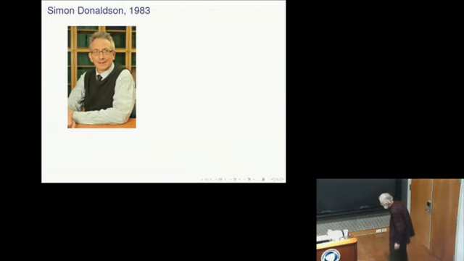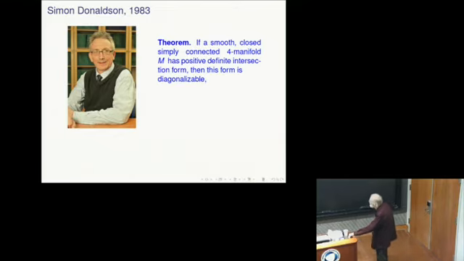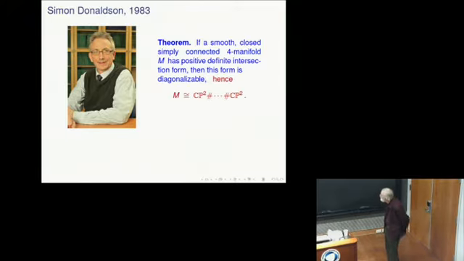Okay, now we come to the next year. That was 1982. Then in 1983, Simon Donaldson's thesis proved the following amazing theorem. If a smooth, closed, simply connected four-manifold has positive definite intersection form, then this form is diagonalizable, and hence by Freedman's theorem, it's homeomorphic to a connected sum of complex projective planes.